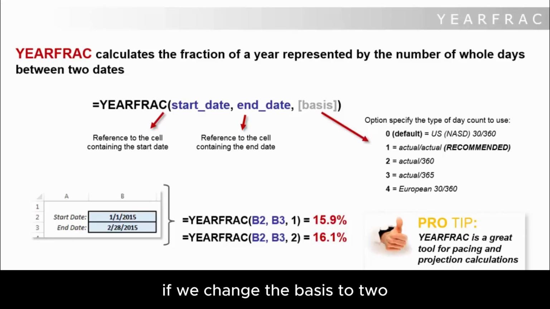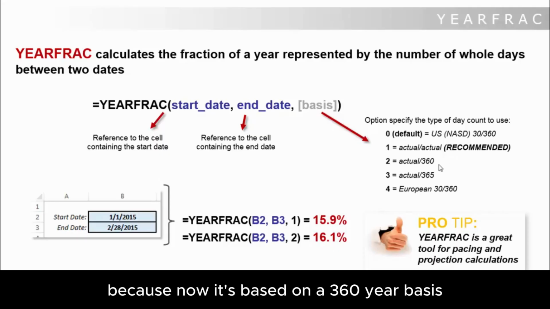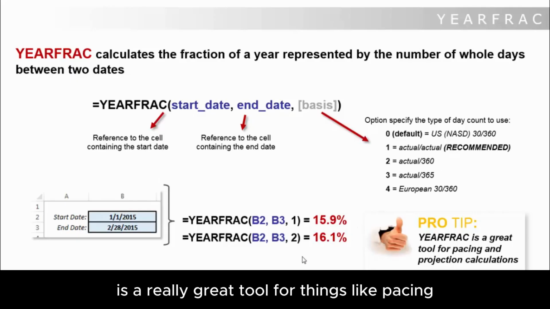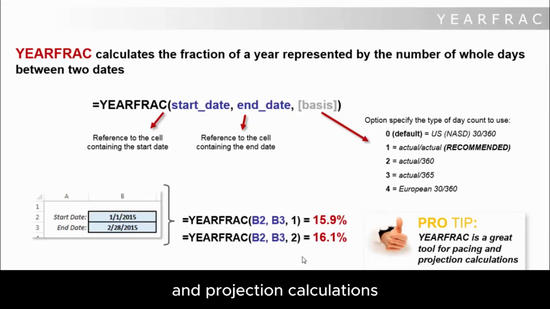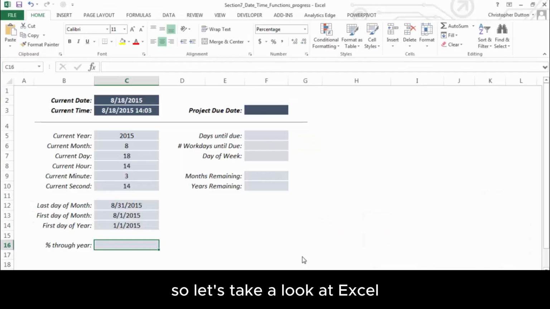If we change the basis to 2, that percentage changes slightly to 16.1 because now it's based on a 360 year basis. So pro tip here, yearfrac is a really great tool for things like pacing and projection calculations. So let's take a look at Excel.